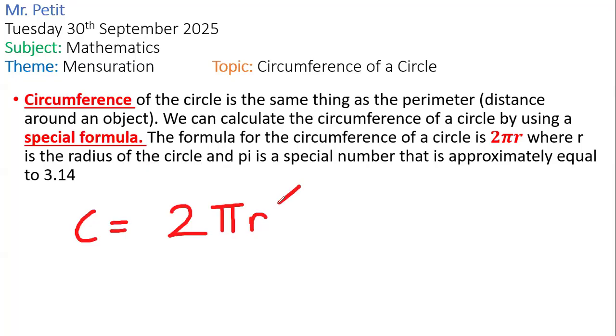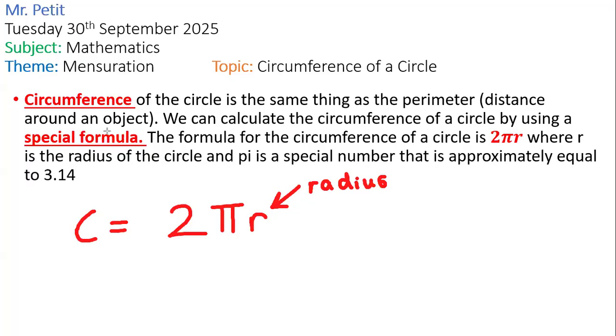Now, what does r mean in the formula? Radius. R is the radius. Very good. And what is the radius of a circle? Half of the diameter. Very good. The diameter cut in half.